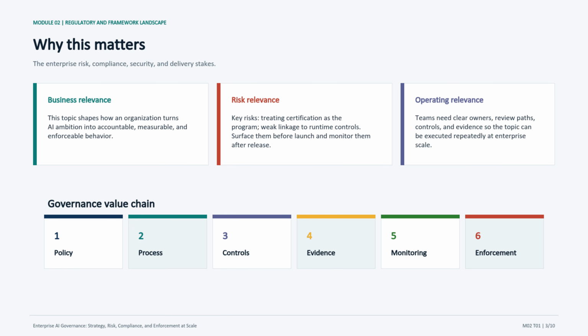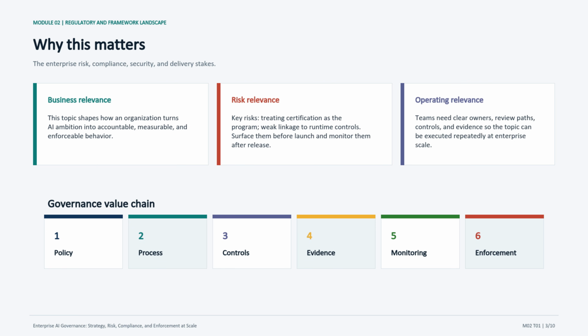ISO/IEC 42001 matters because AI governance is not only about writing policies, it is about preventing unmanaged AI behavior from becoming business, compliance, security, or reputational risk. The risk side is especially important here.